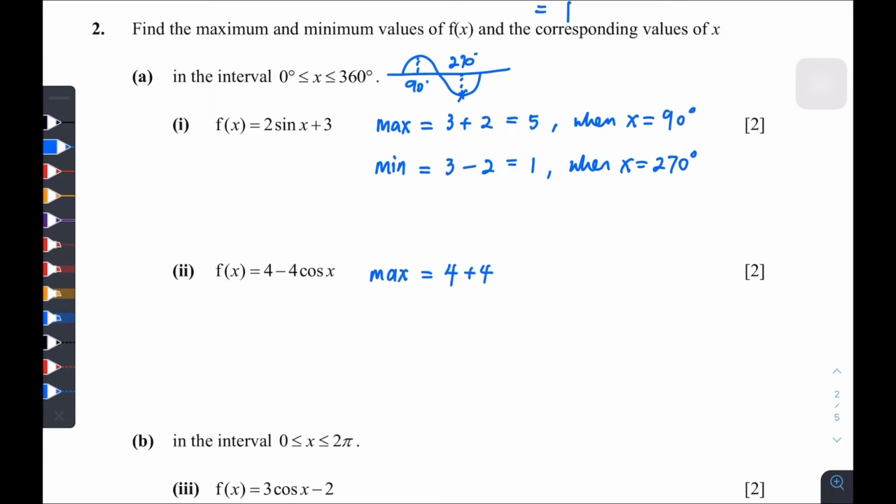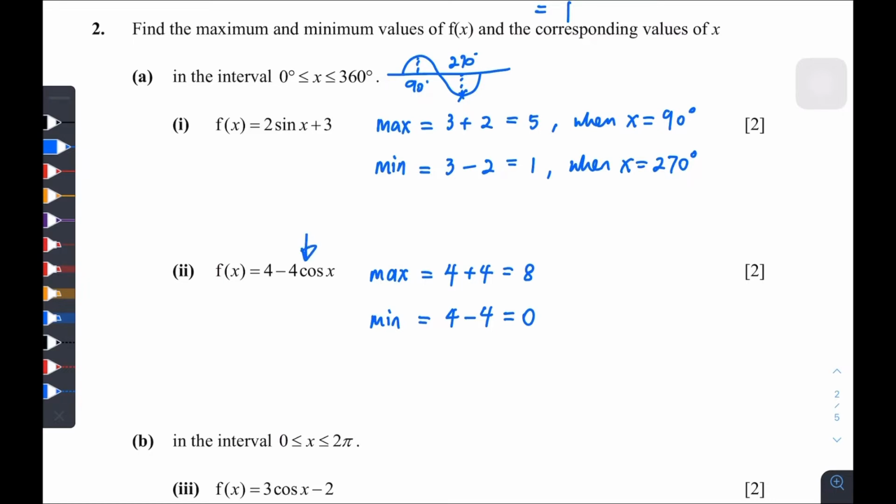Here the maximum: the middle line is 4, I'm going to add 4 steps, so it's going to be 8. The minimum: middle line 4, I'm going to minus 4 from the amplitude, it's going to be 0. So this graph is going to be between 0 and 8. Now, when is it maximum and when is it minimum? This is a cos x graph, and the x is just 1x, so it's easy to think in terms of 1 revolution.